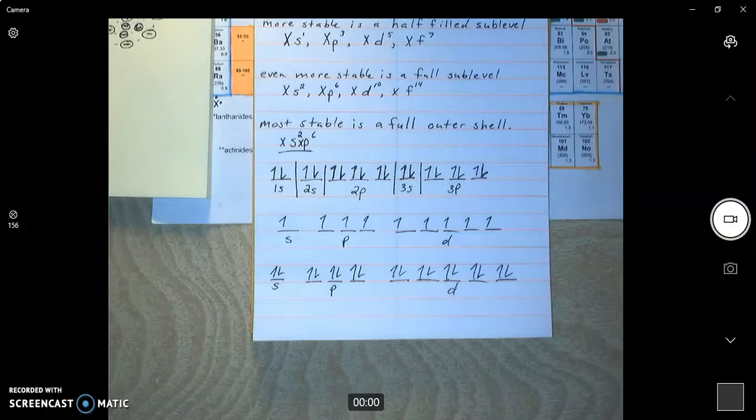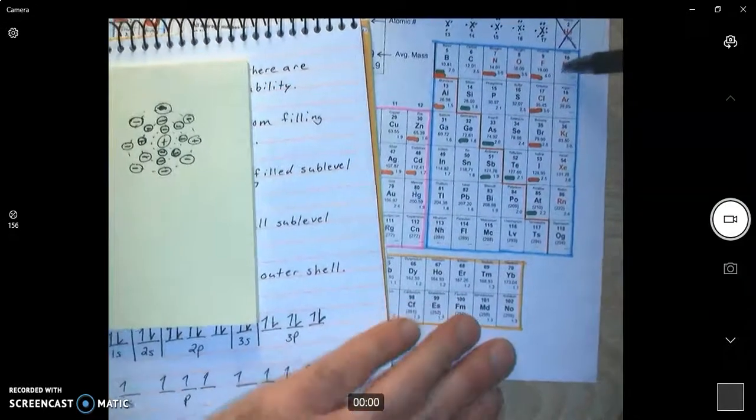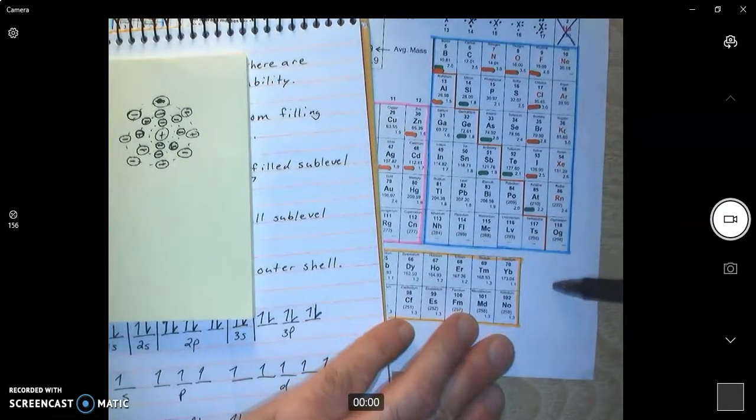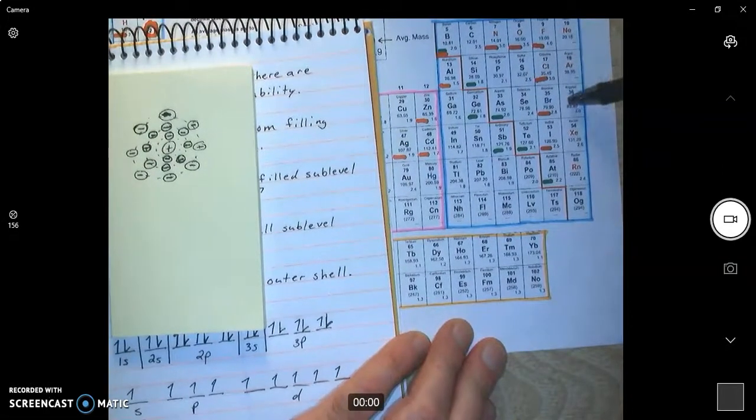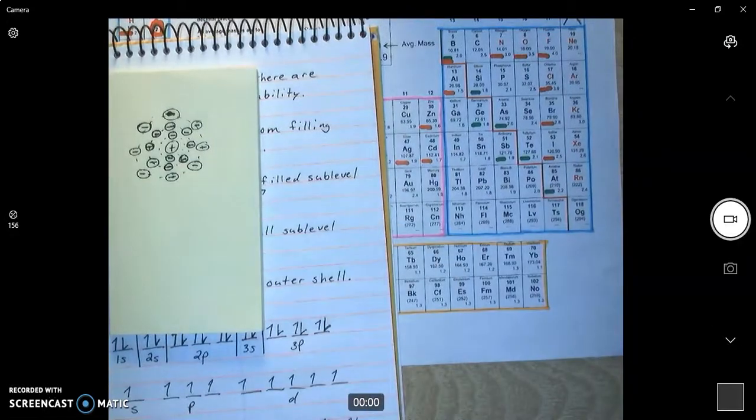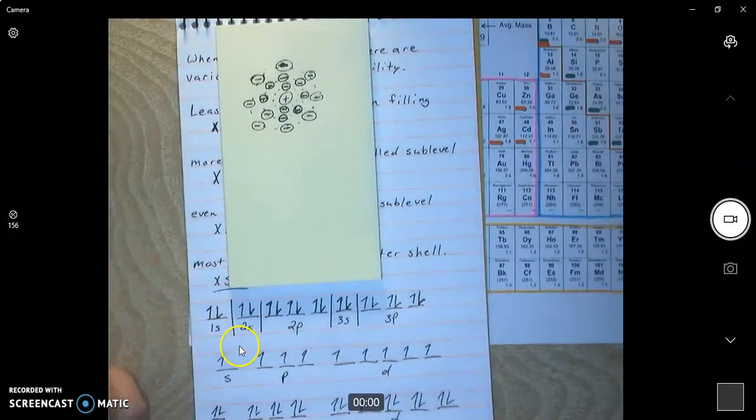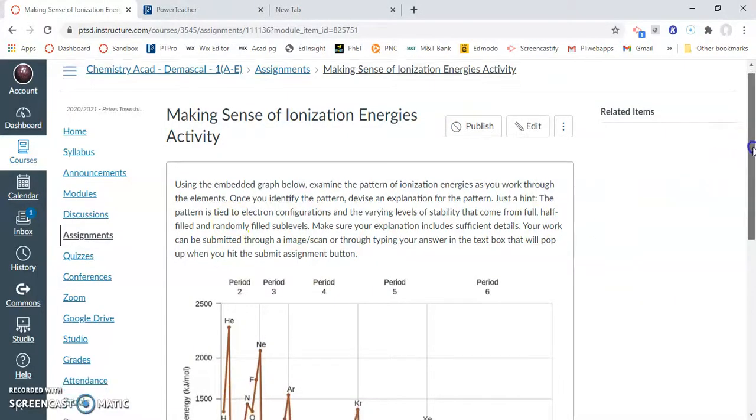And then if you have a full S and P, in other words, if your configuration ends up being the configuration of one of our noble gases, that's when the most energy in a row is going to be needed to pull that last electron off of that most stable configuration.